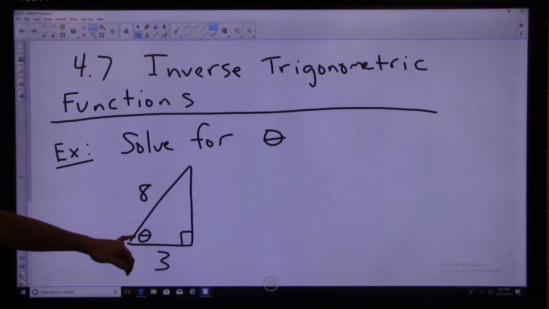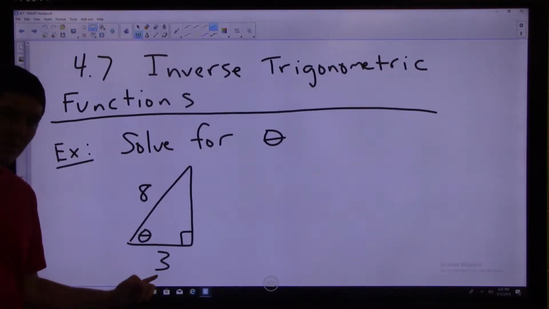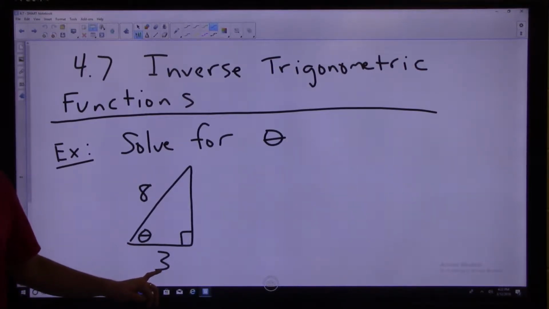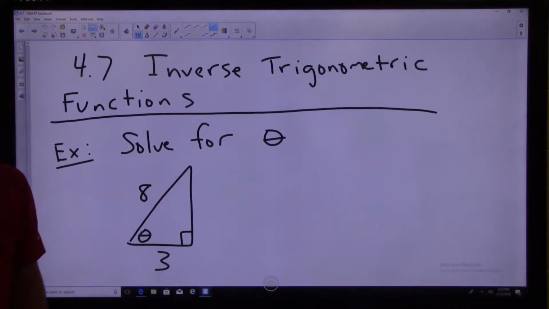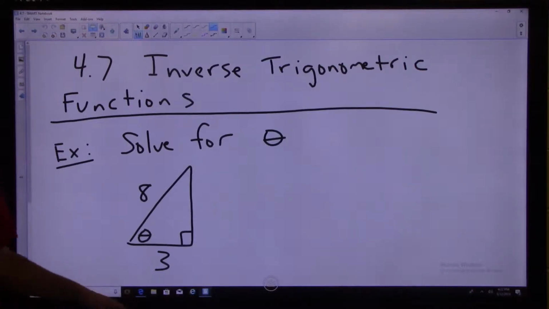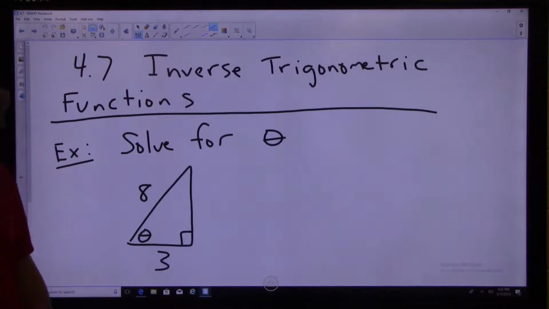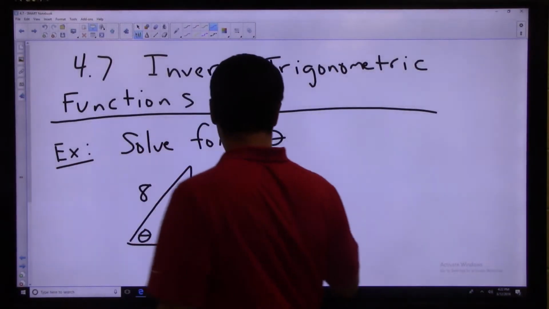Well, the way we determine that is we look to see what sides we have in relationship to theta. It looks like we have the 3 right here. What side is that going to be? Is that the opposite, adjacent, or hypotenuse? Pause for the answer. Yep, it's the adjacent side. And then 8 is going to be the, what is it? Yep, hypotenuse. So, let me go ahead and write this down.